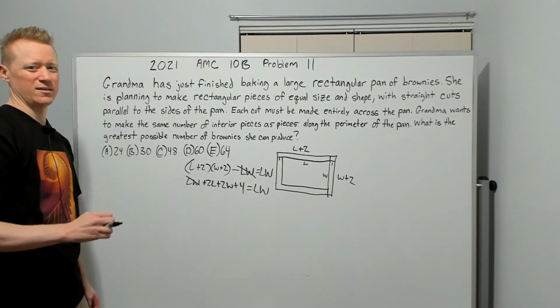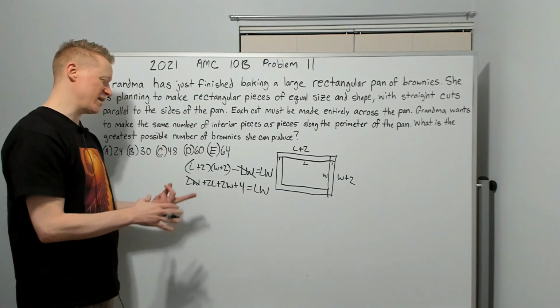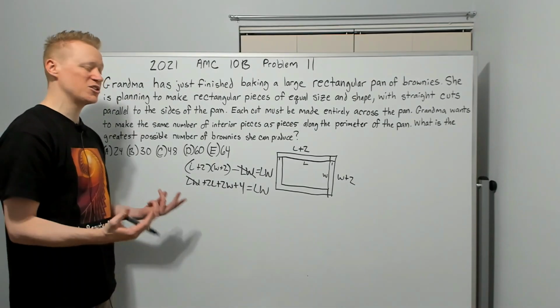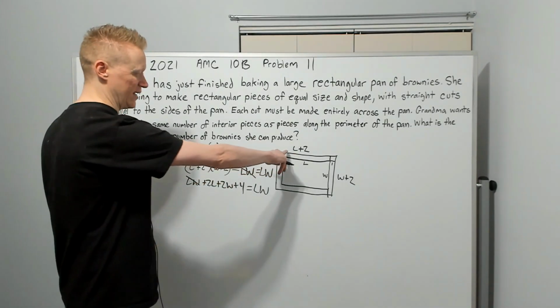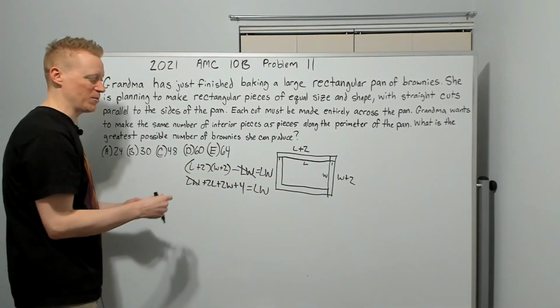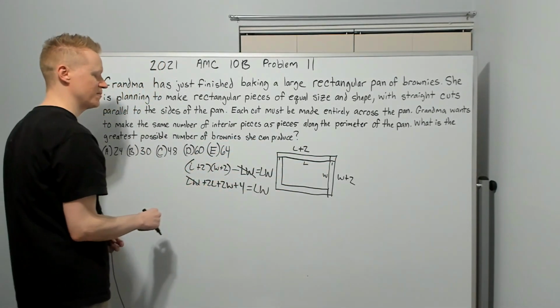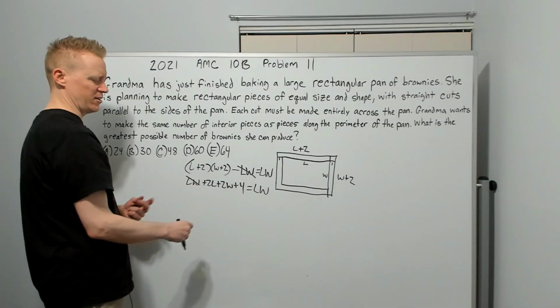So now what do we do? We've got this equation. We know that L and W are going to be integers because they represent the number of brownies along the edges, and you can't have a partial edge, right? They're all the same size. So what can we do?